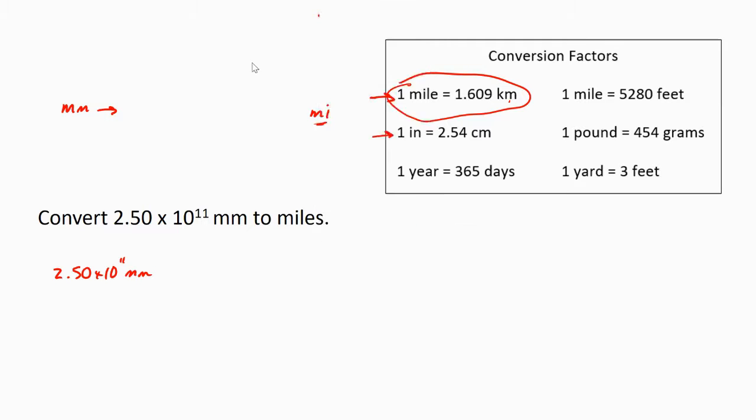Well, if that's the case, that means that in reality, there's only one step. We got to go from millimeters to kilometers, and then we can go from kilometers to miles. So we'll make that arrow much bigger. Now we know how to do millimeters to kilometers from our King Henry. So we can do it that way.